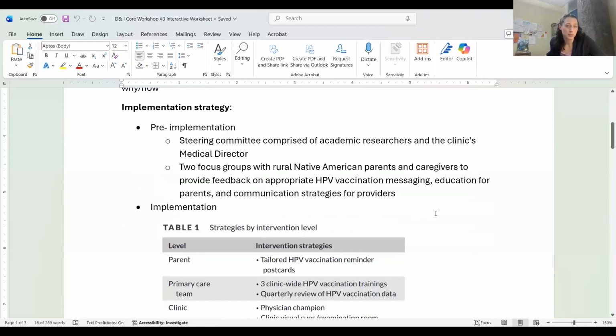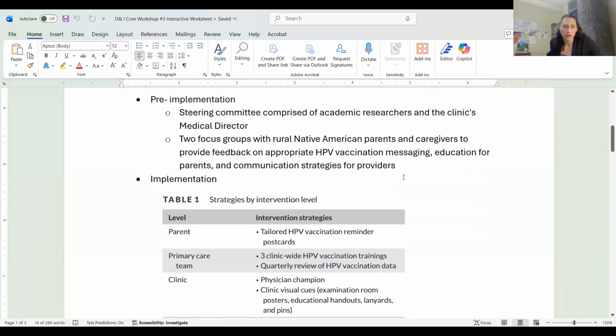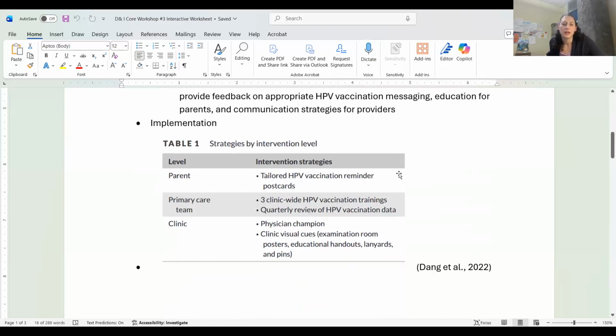So the implementation strategies they used are included here. Pre-implementation, they did a steering committee with researchers and the clinic's medical director, and they did focus groups with rural Native American parents and caregivers to get feedback on messaging around HPV vaccination, and how they should be talking to parents about HPV vaccination. And then to actually implement this in the FQHCs, they did a couple of different implementation strategies.